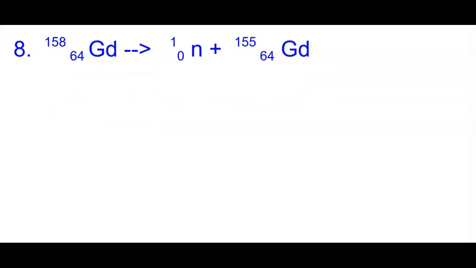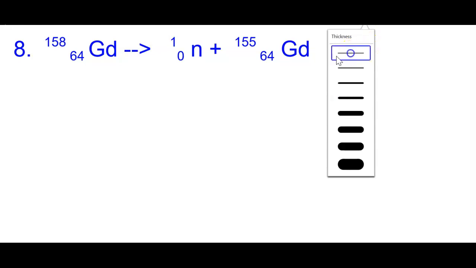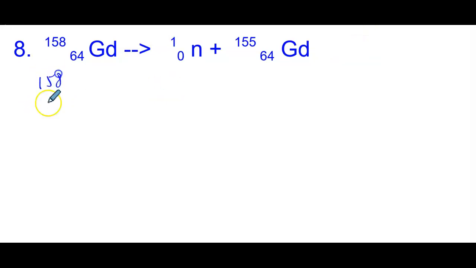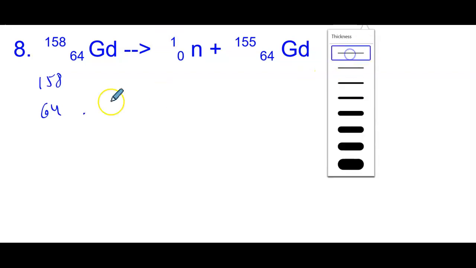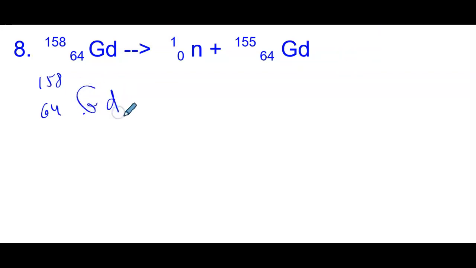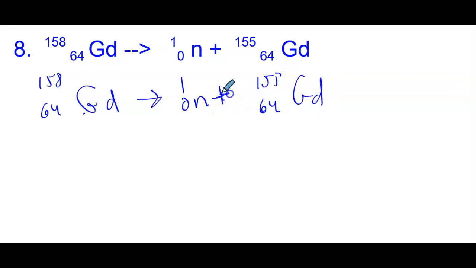Okay, looking at the next example, 8. Again, I like to rewrite these. I don't remember what color my pen is. Okay, so 158,64 Gd. Let's try that again. Yeah, that's yucky. Hold on. Let me clean that up. Gd goes to 1,0n plus 155,64 Gd. Now you might be asking yourself, well, is this done?